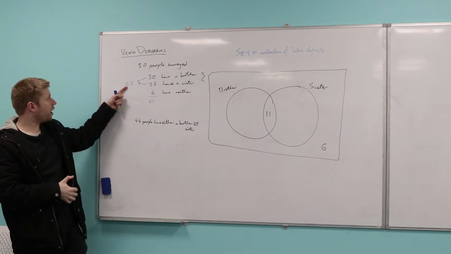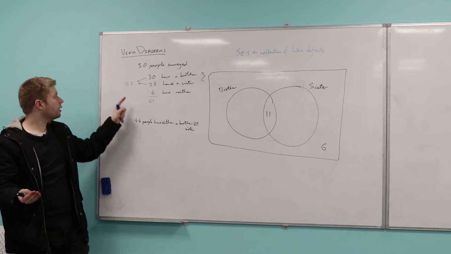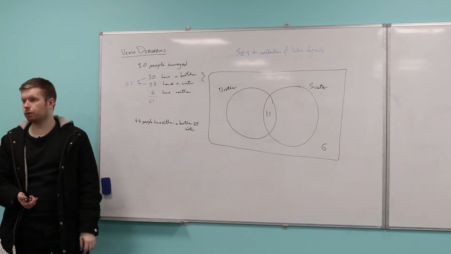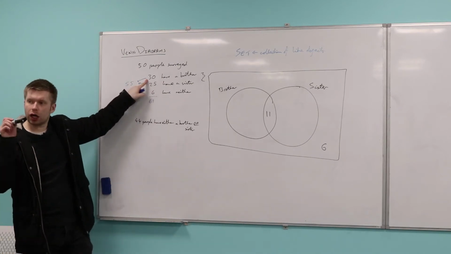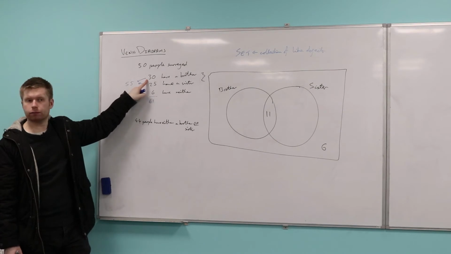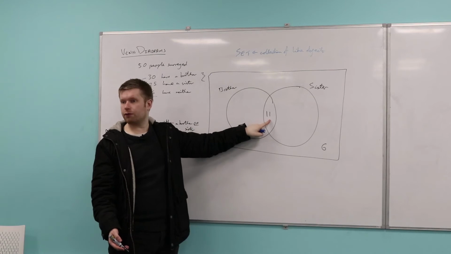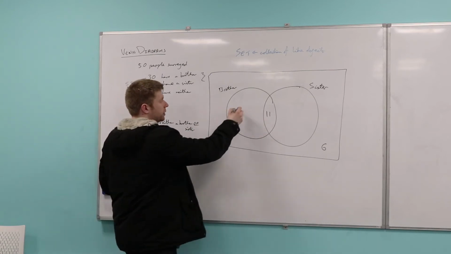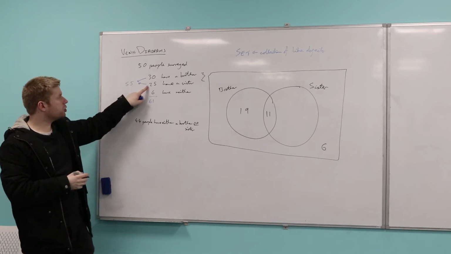Yeah? There's 55 people. I can't have 55 people. 44 people must have either. So that means that 11 people must stand in the middle. Okay? So if there's 11 people that are standing in the middle, how many people just have a brother? 19. Yeah, 19. You're happy? Because 30 people have a brother. 11 of those people also have a sister as well, which means that 19 people just have a brother. Make sense? How many people just have a sister?